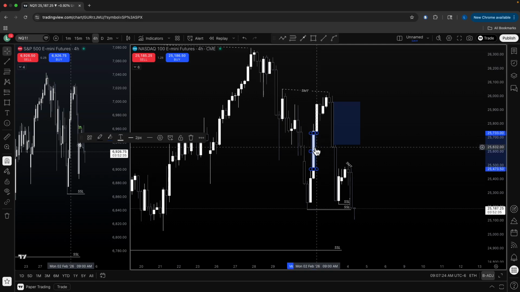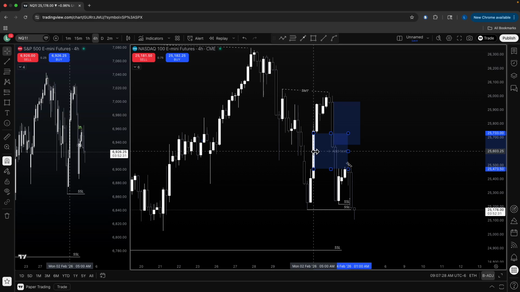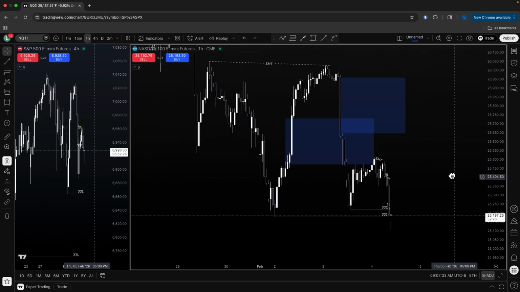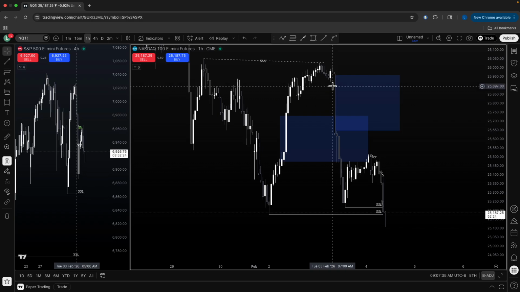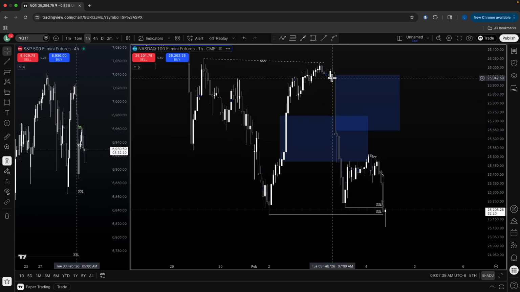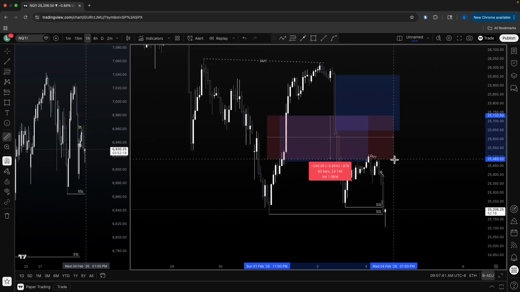This fair value gap here. This 4-hour fair value gap. Very clear, very obvious, and large bullish 4-hour fair value gap on NQ gets completely obliterated. The market shows absolutely no sign of wanting to hold this. As you can see, this was the move that happened yesterday at market open at 8 a.m. We get this massive sell-off straight through the 4-hour.